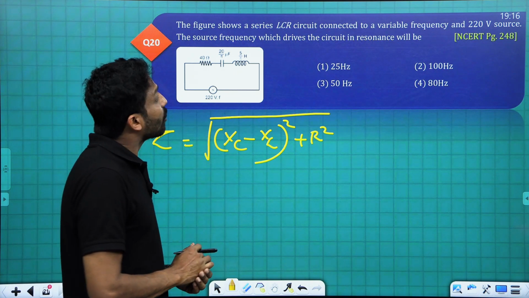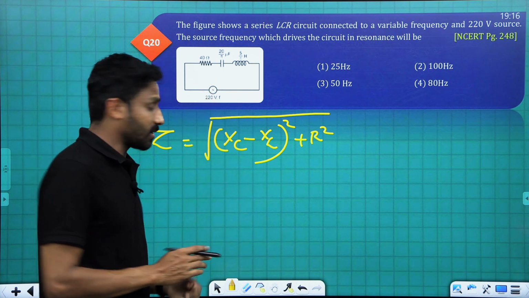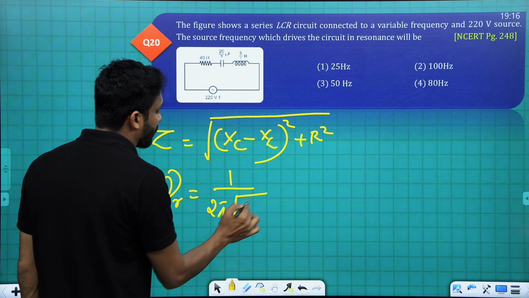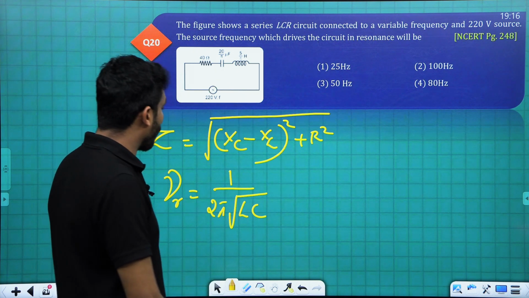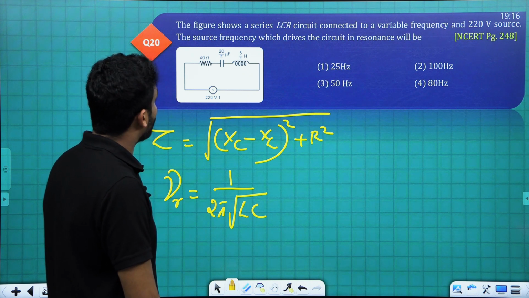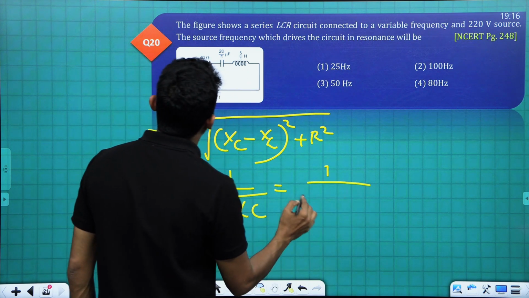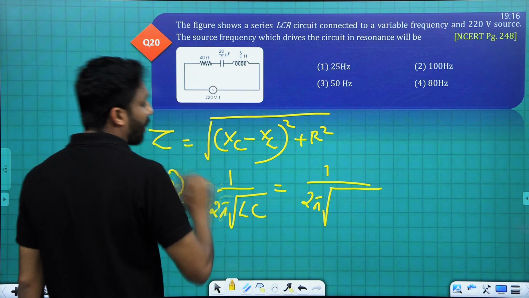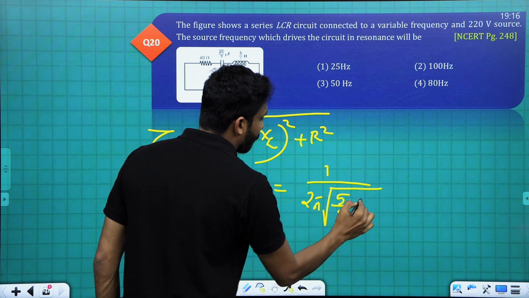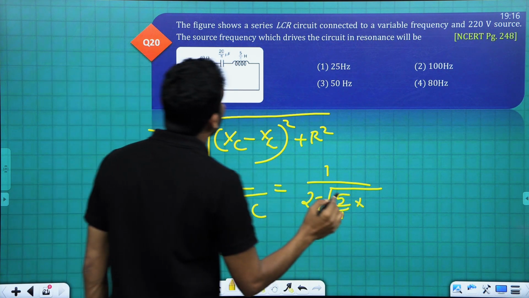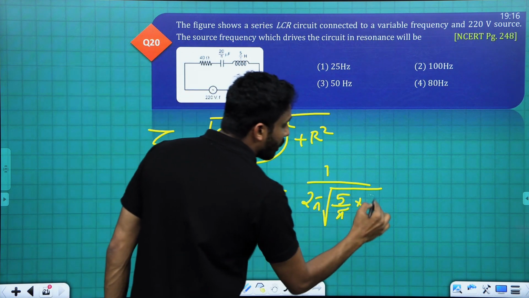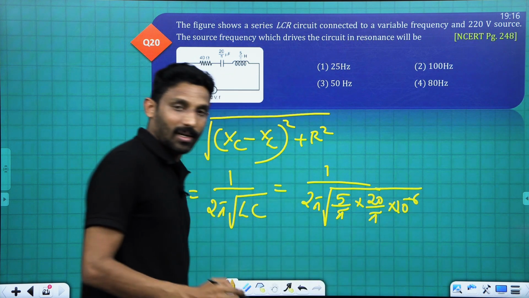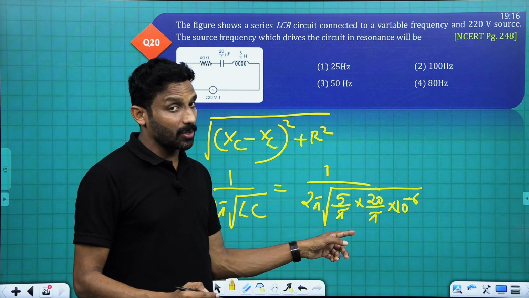At what frequency will the circuit be in resonance? That is asked. The resonant frequency is equal to 1 divided by 2 pi into root of LC, is the formula. Clear? We can substitute. 1 divided by 2 pi into root of L value, which is 5 by pi, and C value, which is 20 by pi micro, 10 power minus 6. Pi into pi, pi square. Root of pi square is pi.